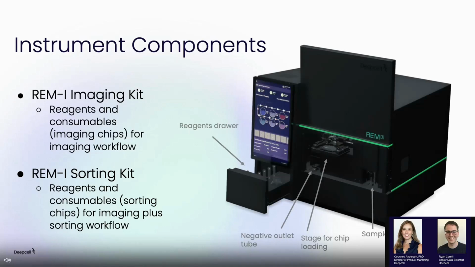We have the reagents drawer where all of the reagents that Deepcell provides will go. And then under the main door, you see where the stage for the chip loading is, the sample tube where your sample preparation would go, and then the negative outlet tube, which is where it collects all of the cells that do not get sorted.